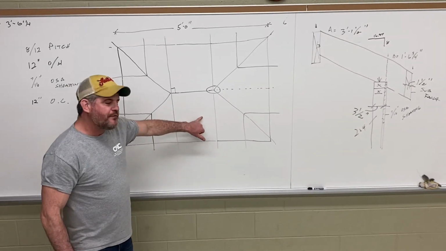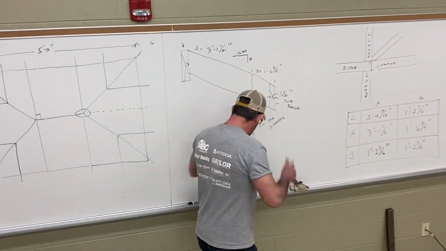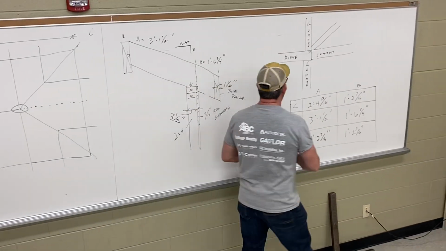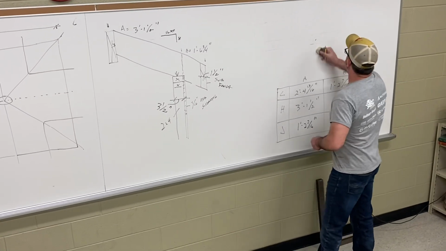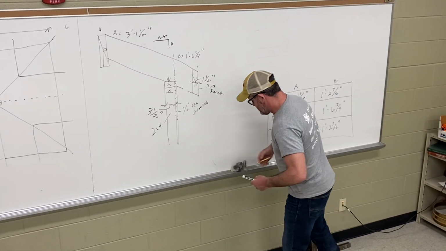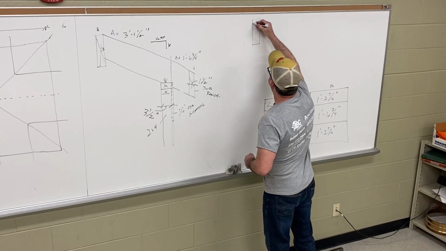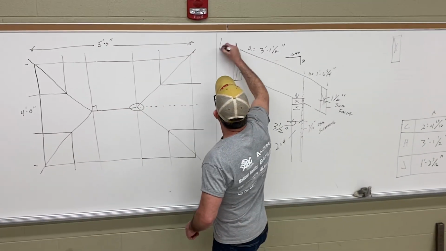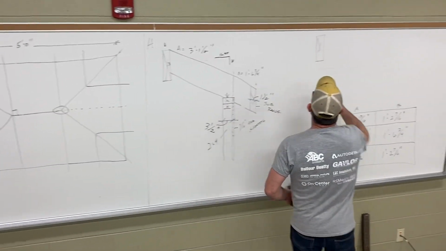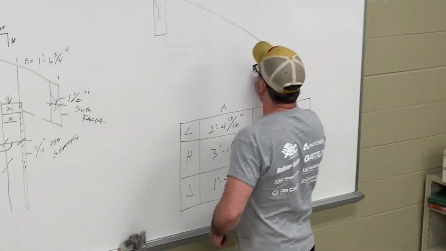So I have to refer back to my common rafter, and I have to find what is called my X-common. So let's sketch out our common rafter real quick. We've got our ridge. Again, remember, this is my hip right here. This is my hip. This is my common. So we've got our common rafter.